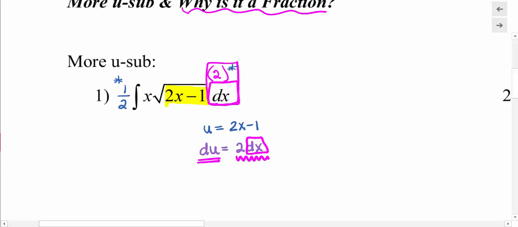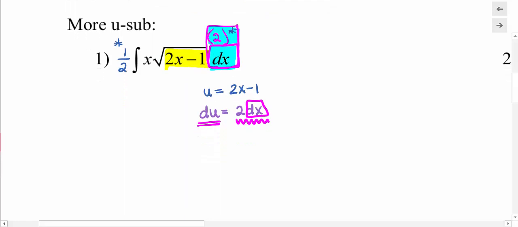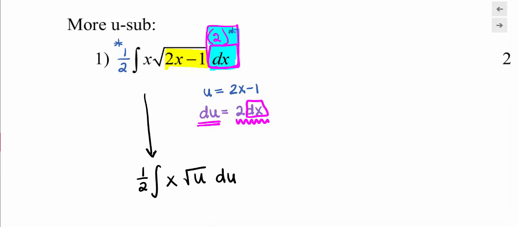So I have the du part, okay? All this is going to turn into du. I have the square root of u, so let me just go ahead and rewrite what my antiderivative is going to look like now. It's 1/2, I still have that x there, and that is square root of u, and then remember that 2 dx was du. And if you're very uncomfortable with that, I know, just hang on for a few examples. I think it'll get better as we go.